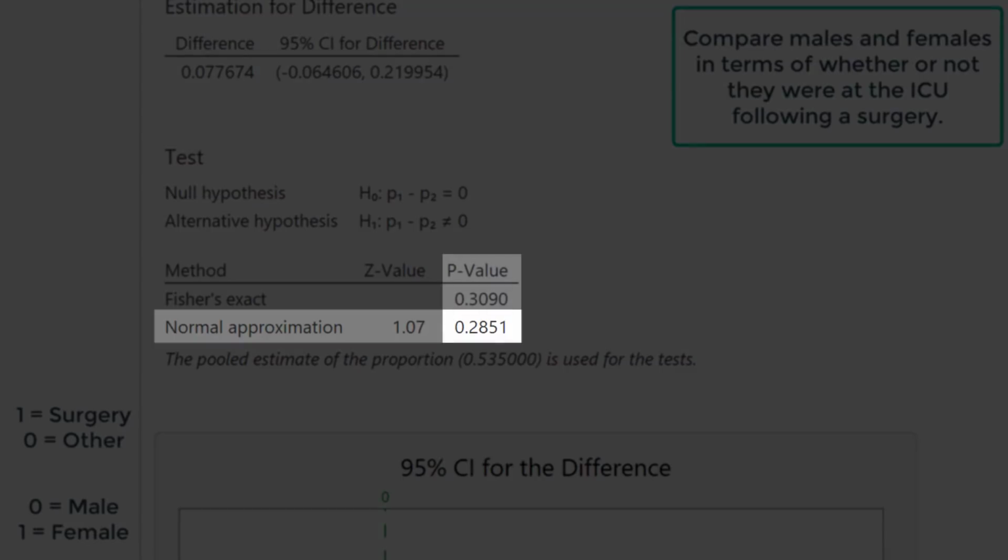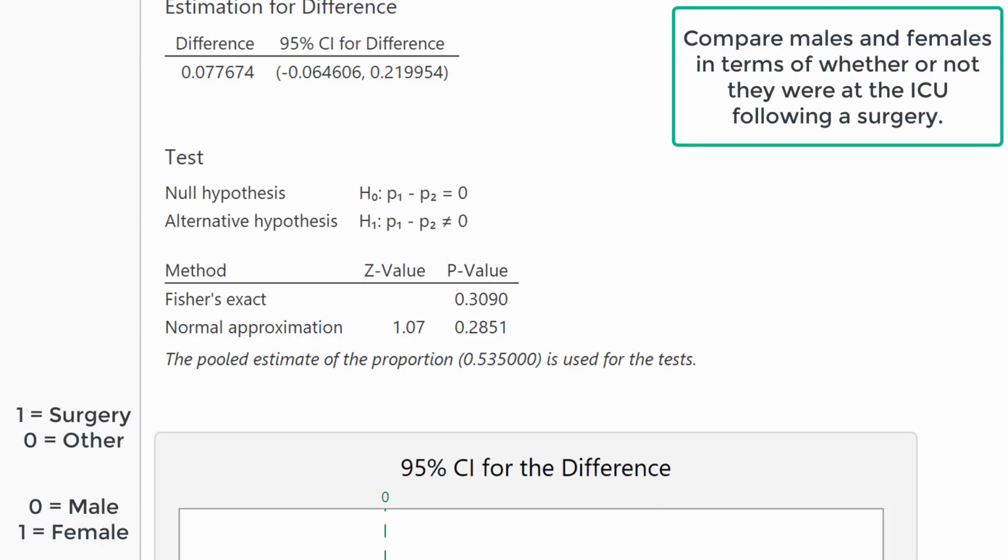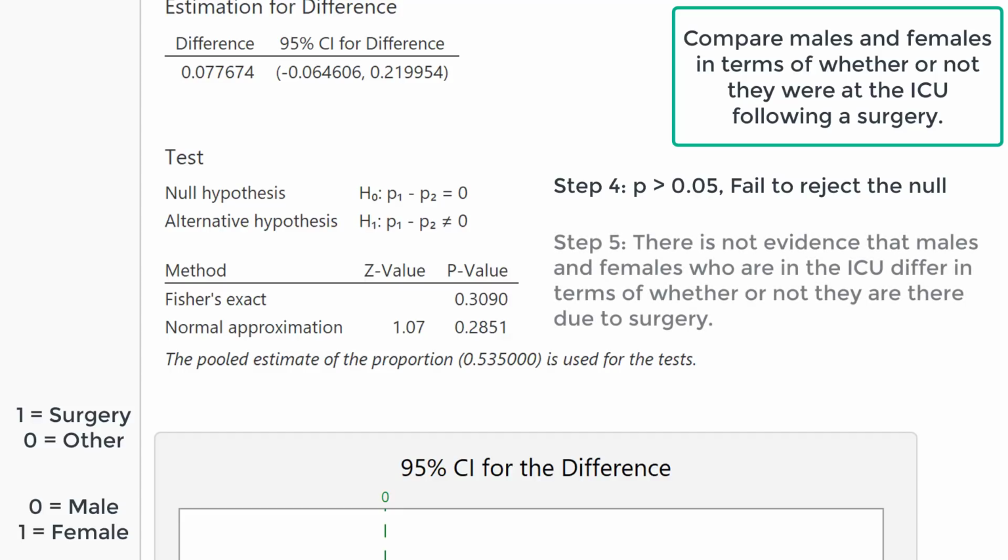Step 3, determine the p-value. That's 0.2851. Step 4, make a decision. Our p-value is greater than the standard 0.05 alpha level. We fail to reject the null hypothesis. And step 5, state a conclusion. There is not evidence that males and females who are in the ICU differ in terms of whether or not they are there due to surgery.